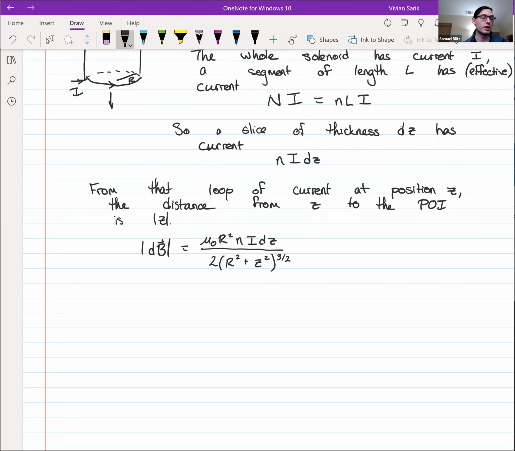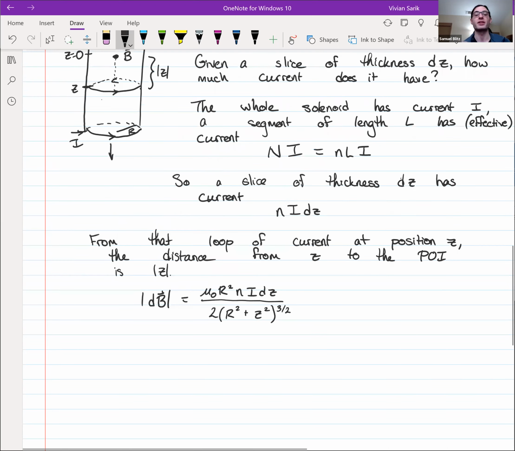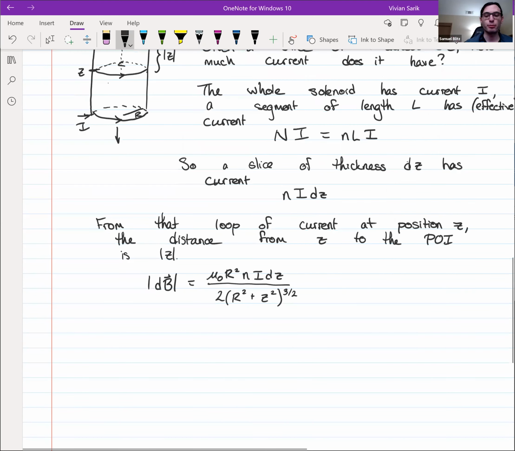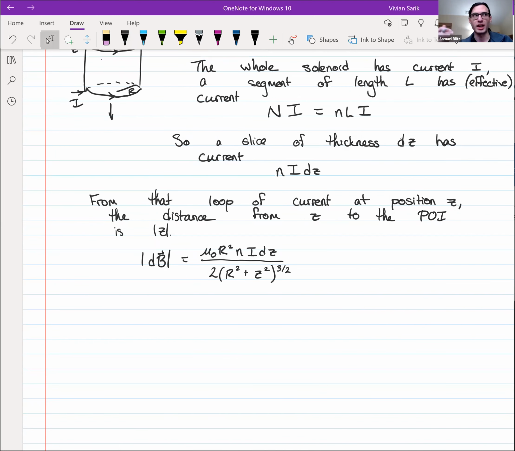So that's the magnitude of the contribution at that point of interest labeled here. I'll mark it in blue. From the loop at position z. Now, we can't just integrate the magnitude, at least we can't without knowing something else, because in principle, the magnitudes could be the same, but they could be pointing in different directions. But what we have to do here is note that every slice produces a contribution to the magnetic field that's parallel to the k-hat direction.